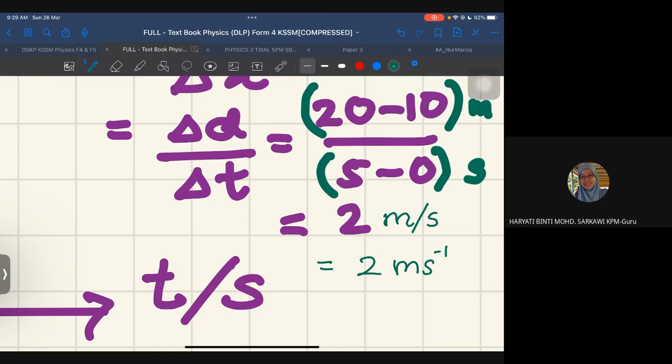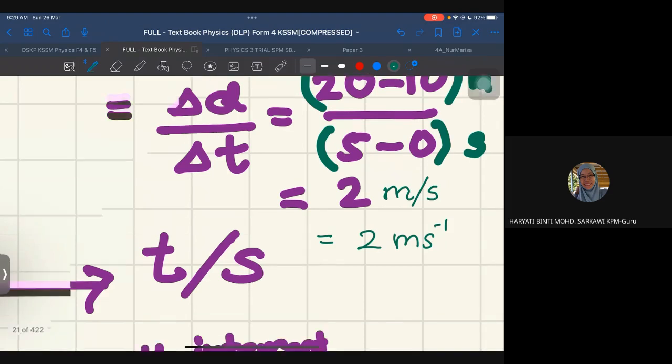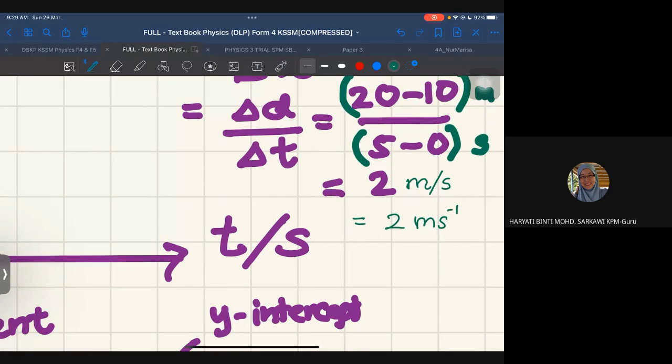Okay, length and time, length divided by time. But what physical quantity has that unit? For example, Newton is the unit for force. So meter per second is the unit for what quantity? Velocity, correct. So it means that now the gradient of this graph represents velocity.